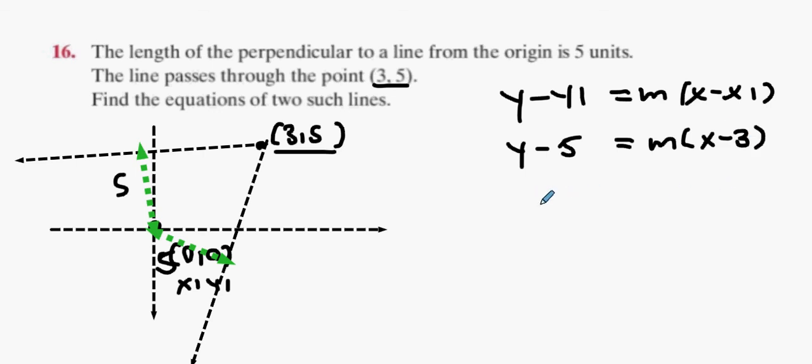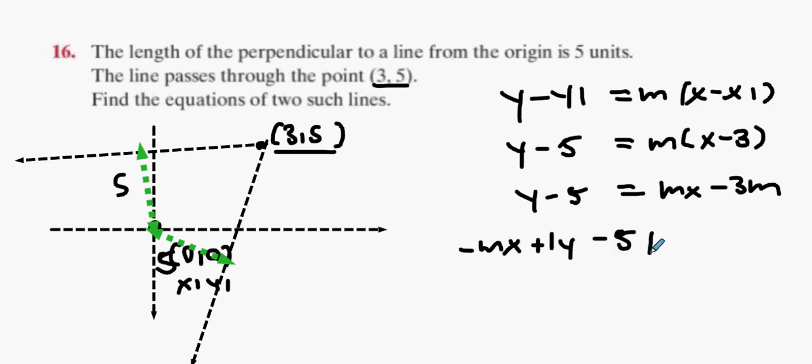So, multiply it out. And we're going to get mx minus mx plus 1y minus 5 plus 3m equals 0. Everybody cool with that? Now, here's the deal. We know that the point we're away from is 0, 0. So we know 0, 0 is our x1, y1.